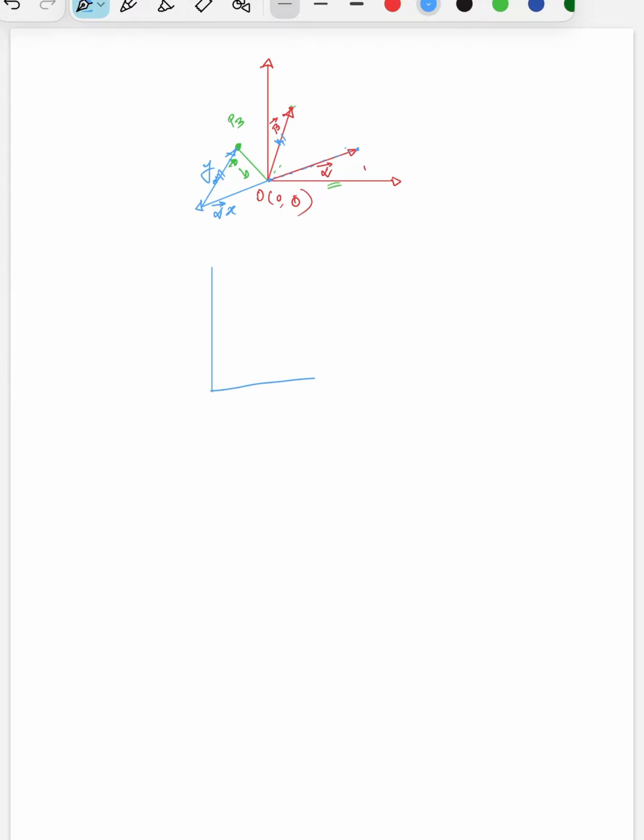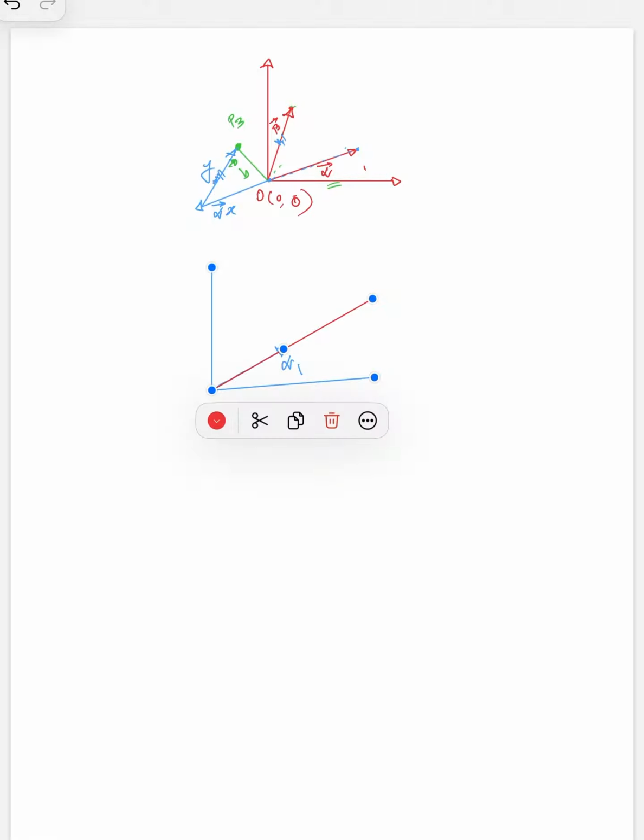So this might look like this, where alpha is this, and say we have beta. We have beta that looks like this.